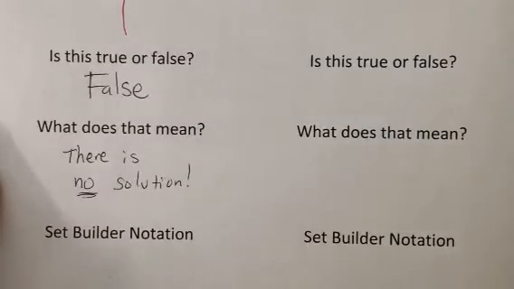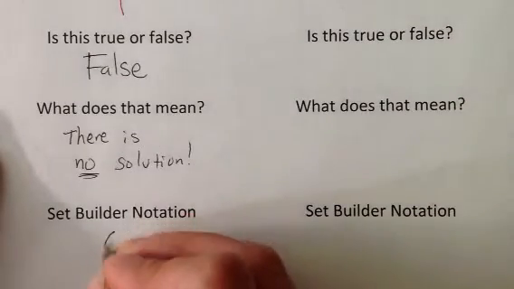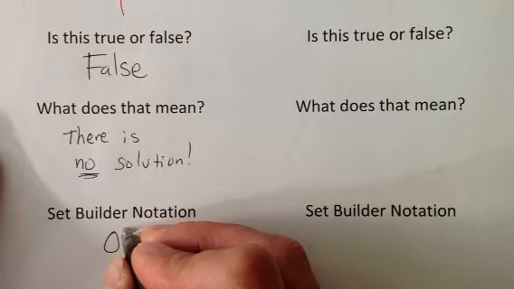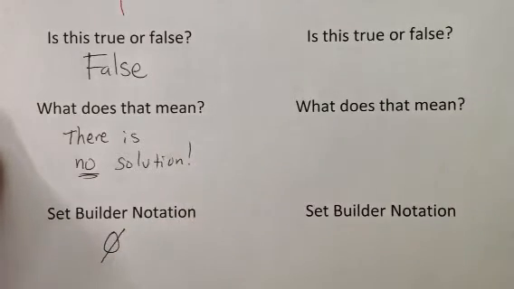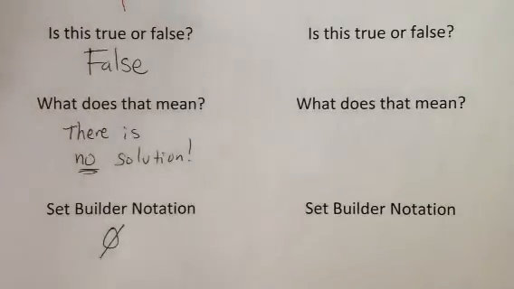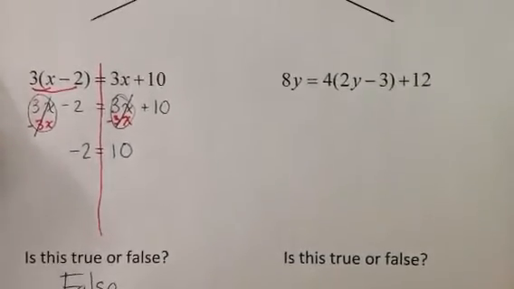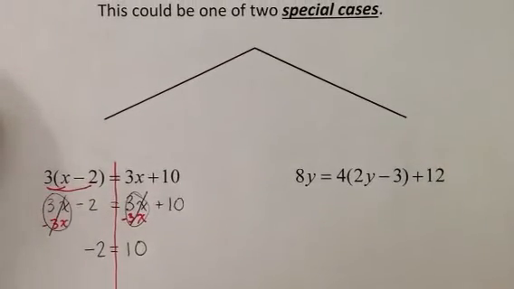The set builder notation for no solution is what's called an empty set. So it's just a 0 or a circle with a line through it. It's an empty set. Well, let's look at the other situation. So over here on the right, my other special case.